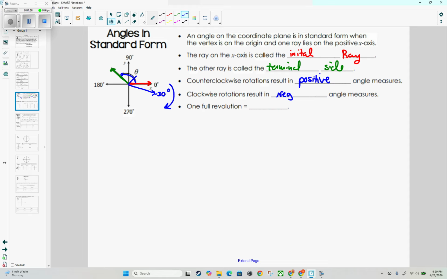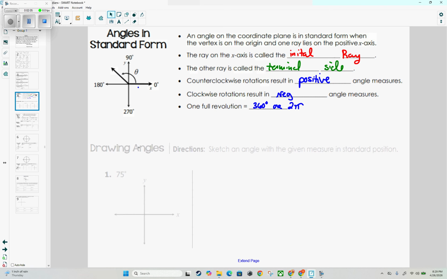So a couple things to make note of. If you go once around this entire thing, from the starting point all the way around and right back to here, that is 360 degrees. I'm going to put here so you know, when we get to radians, 2 pi means we've gone around the circle once. That's our 2 pi.